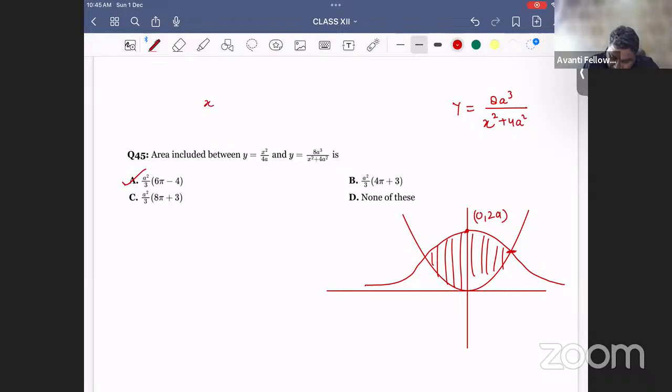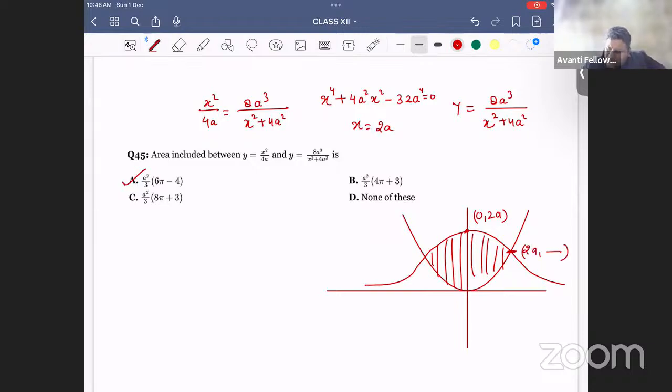Means x square upon 4a equals 8a cube upon x square plus 4a square. So it will be x to the power 4 plus 4a square x square minus 32a to the power 4 equals to 0. So one root is x equals to 2a. So this point has x coordinate 2a. I don't care what the y coordinate is. So this is going to be minus 2a.